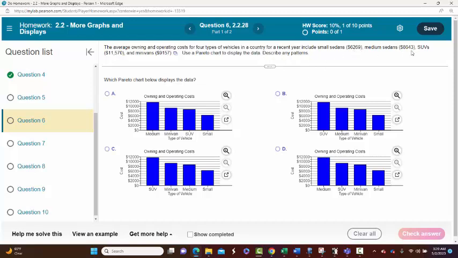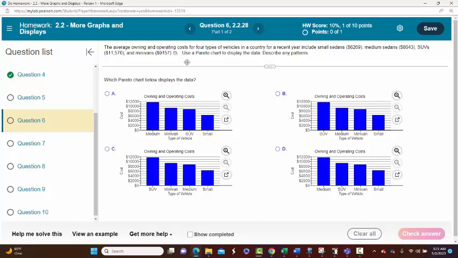There's 6,200, 8,600, 11,000. That's your biggest number. It's SUVs. So right off the bat, you look at your answers. You've got to start with SUV. Pareto goes largest to smallest. So right off the bat, A and D are eliminated because they start with medium. So it's either B or C because it starts with SUVs.